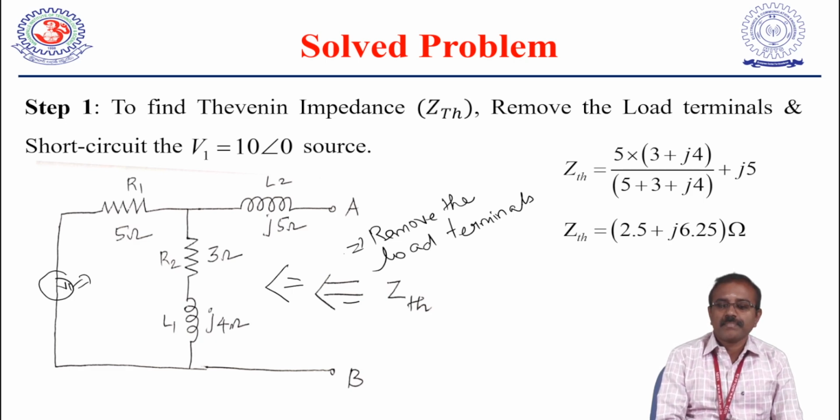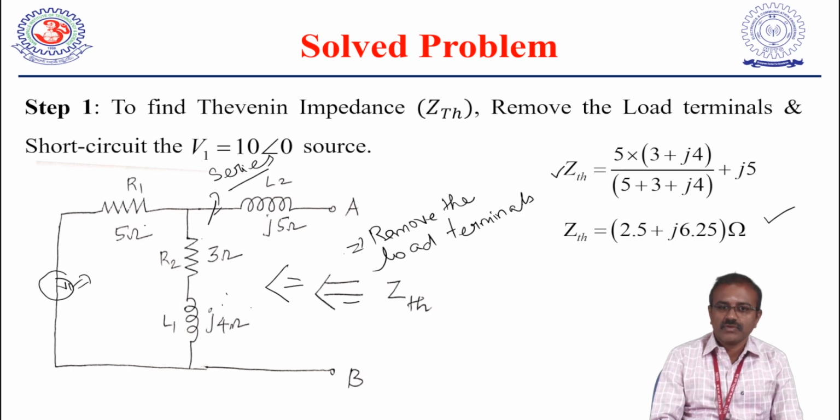So what is the meaning? ZTH, how to find? ZTH is equal to this 5 ohms and this 3 plus 4J in parallel connection. Parallel connection, we know, is R1 R2 divided by R1 plus R2. So we have to do 5 into 3 plus 4J divided by 5 plus 3 plus 4J, and this entire combination will be in series with 5J ohms. So we are getting the answer ZTH is equal to 2.5 plus J 6.25 ohms. This is our Thevenin impedance.